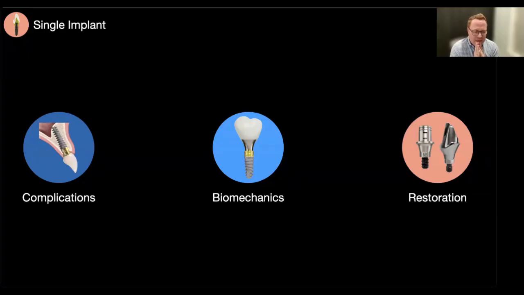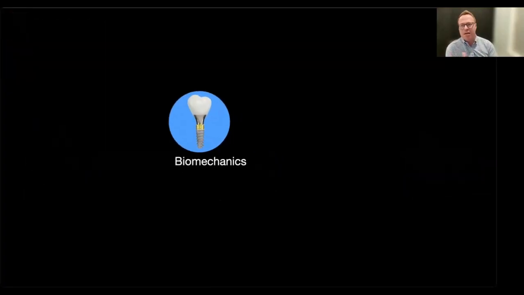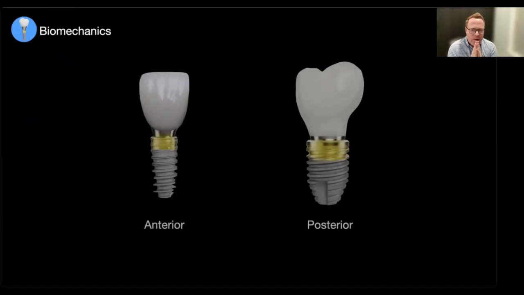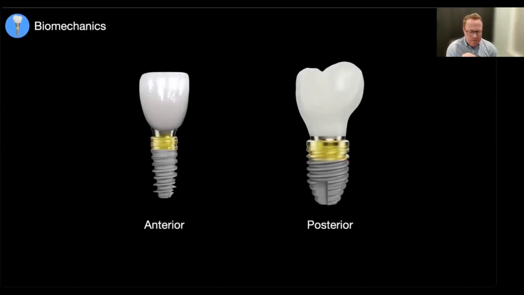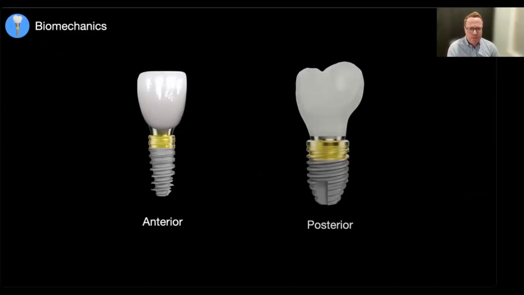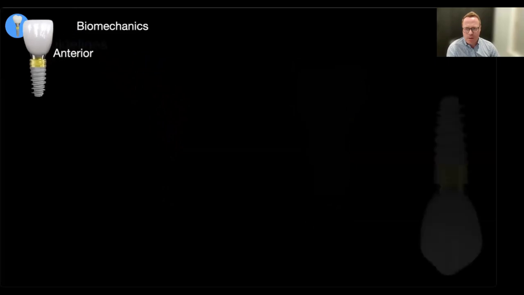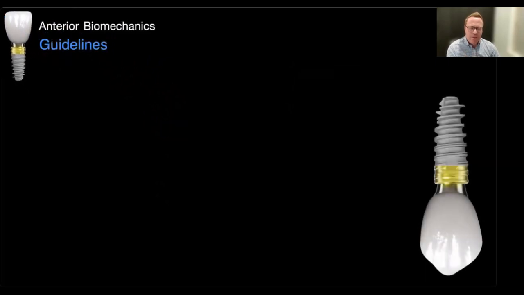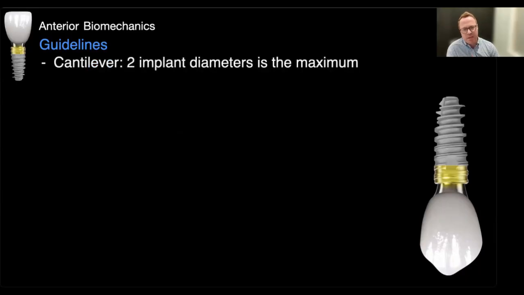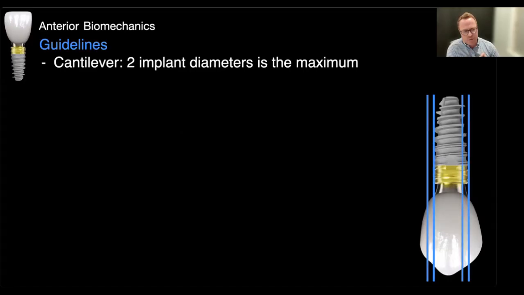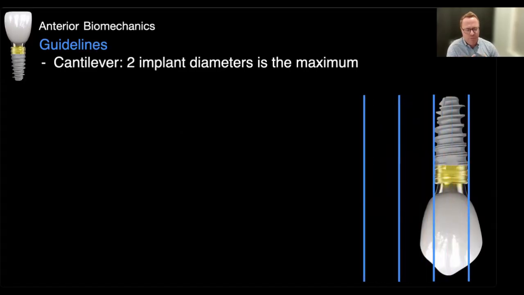From the biomechanics side, I'm just going to very quickly, we talked about the key parts, but the one part I wanted to briefly mention is the difference between anterior and posterior biomechanics really quickly. And the main thing is that with anterior sites or anterior implants, we have the potential that based on the implant diameter, we can actually extend 2 times the implant diameter if we had to.